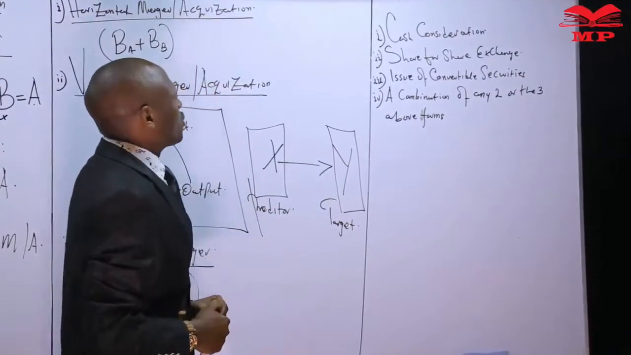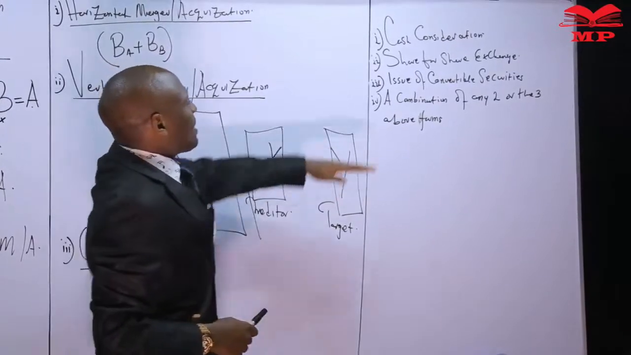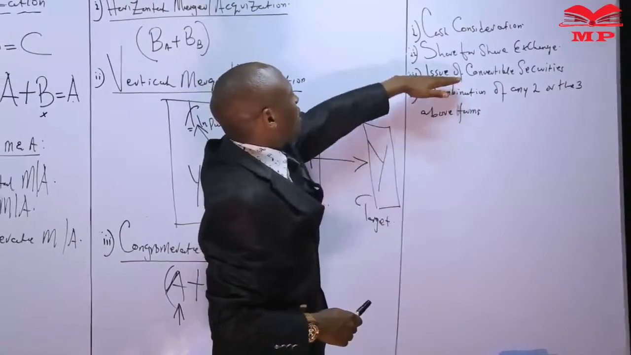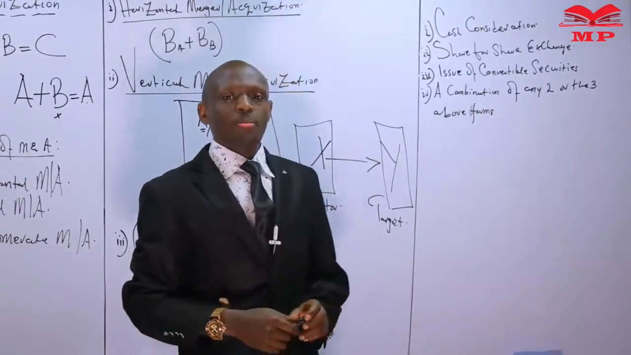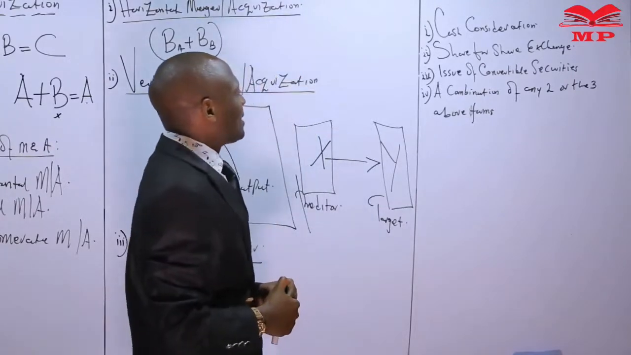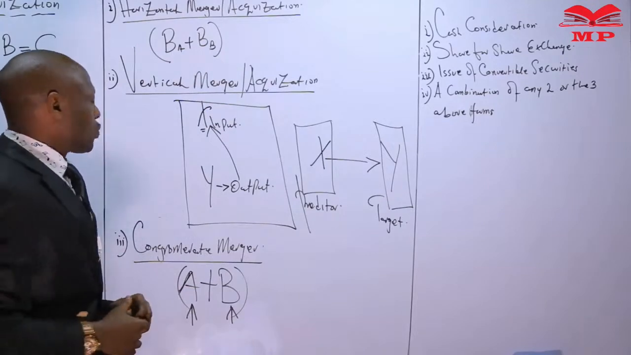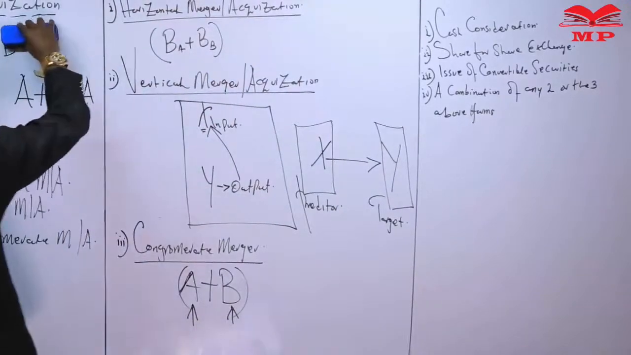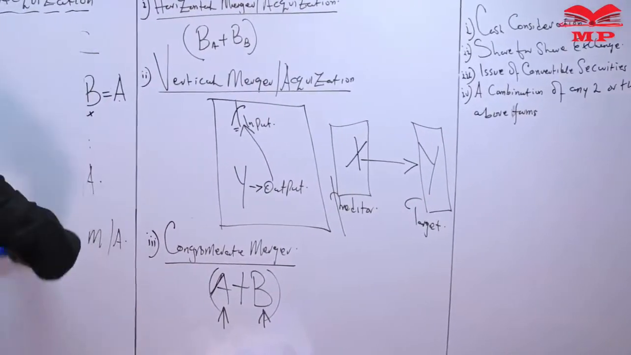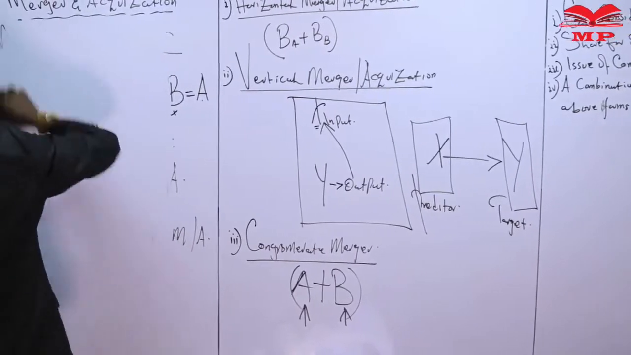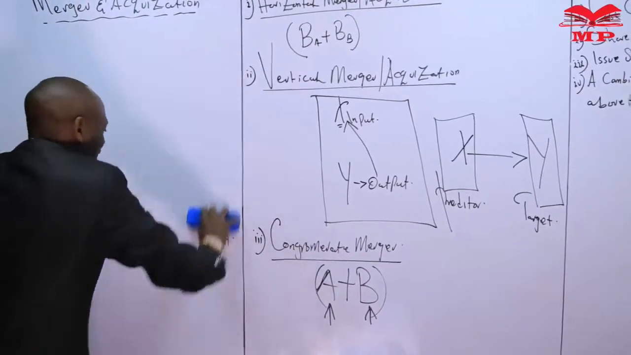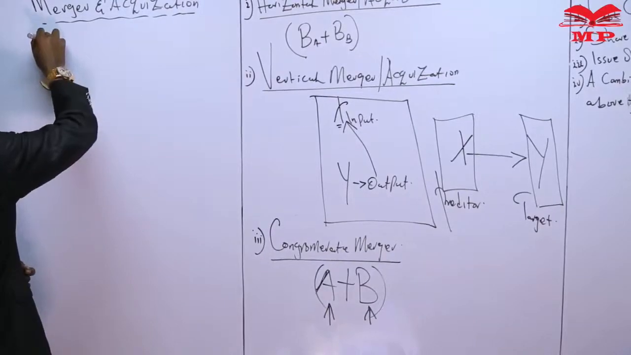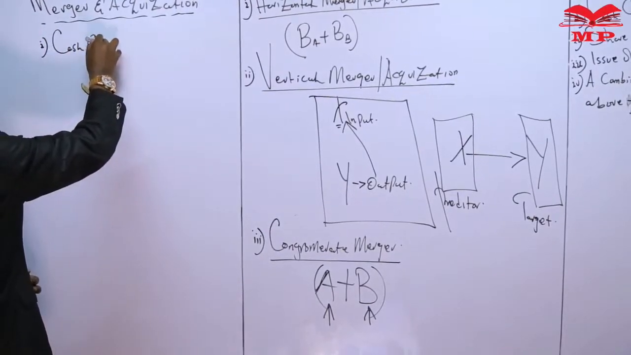So for the forms of consideration, we need to understand the implications of cash consideration, the implications of share for share exchange, and the implications of the issue of convertible securities as a form of consideration in a merger and acquisition. I want us to start with the cash consideration. We see what the implications are when the shareholders of the target firm are paid in cash. Let's start with that one. Number one, cash consideration.